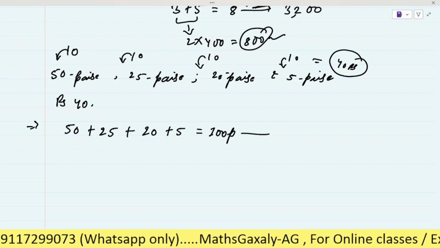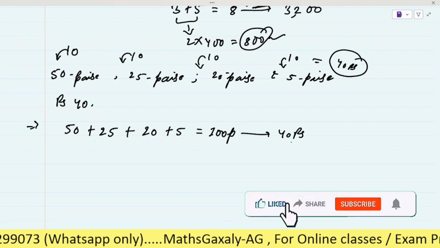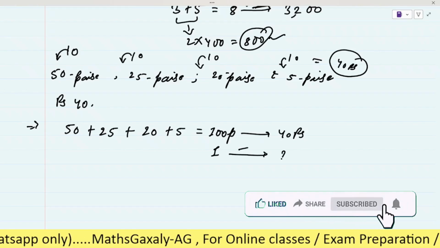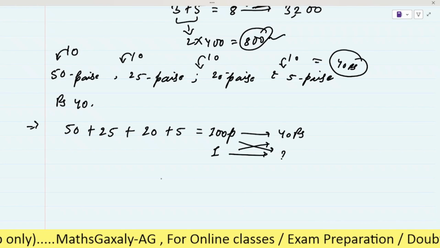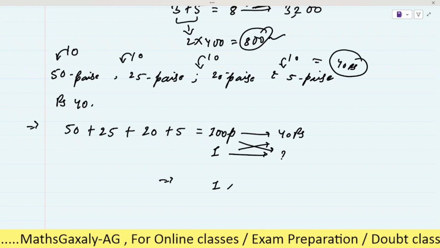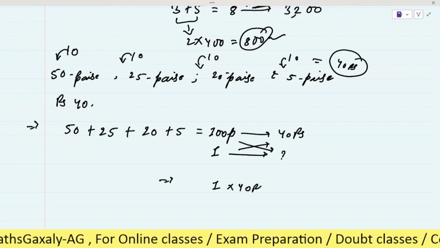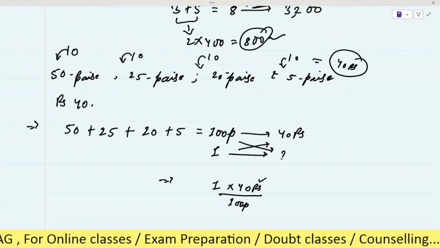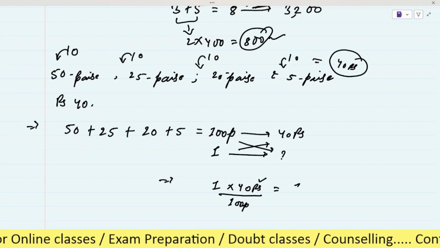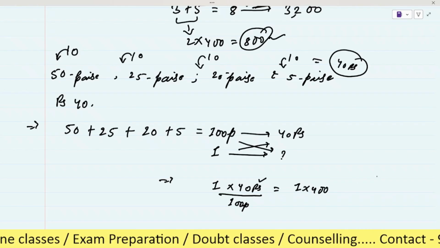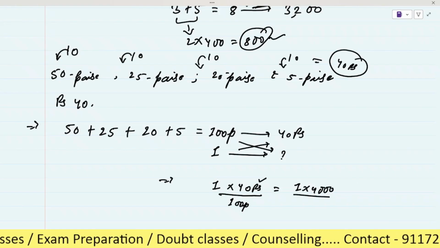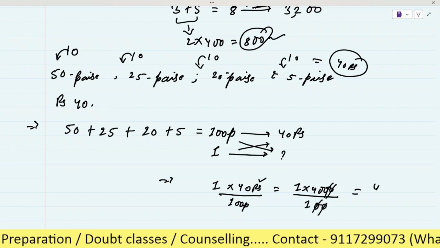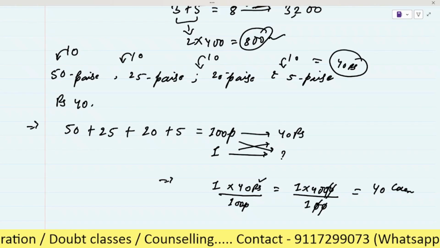And this 100 paise is equal to 40 rupees. So here we have to find the value of 1. Here we will do the cross multiplication. So it will be 1 into 40, which is in rupees, divided by 100, which is in paise. So we have to change this rupees into paise also. So it will be 1 into 4000 divided by 100. Cut the zeros. So it will be 40 coins of each type.